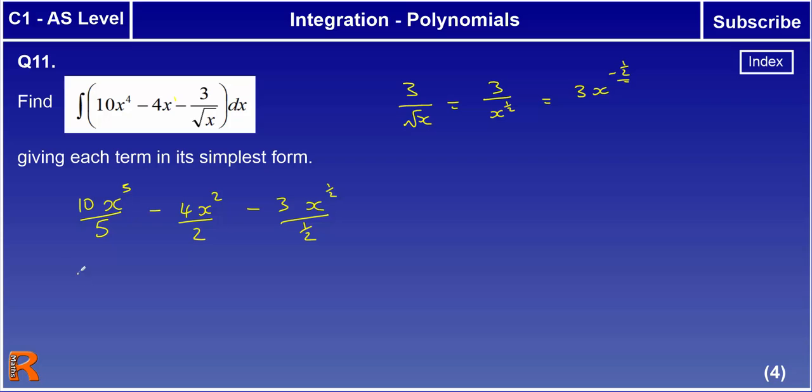So we got 10 divided by 5 is 2, x to the 5. 4 divided by 2 is 2x squared. 3 divided by a half. Dividing by a half is the same as multiplying by its reciprocal, so we multiply by 2 over 1. I'll just multiply by 2, which is 6. So dividing by a half is the same as multiplying by 2, and there's our answer. Oh, and we mustn't forget our constant on the end. We'd always lose a mark if we do that. Okay, nice, straightforward-ish with this interesting power for 4 marks.